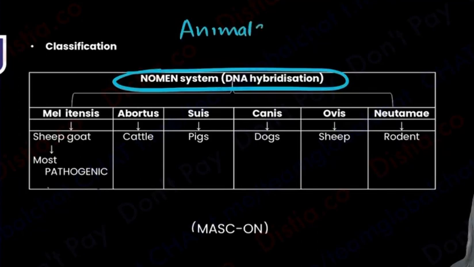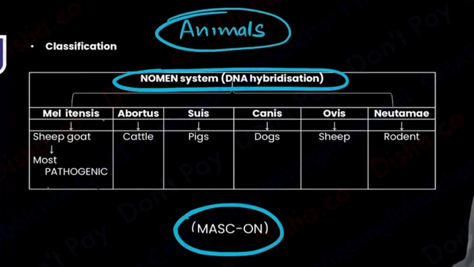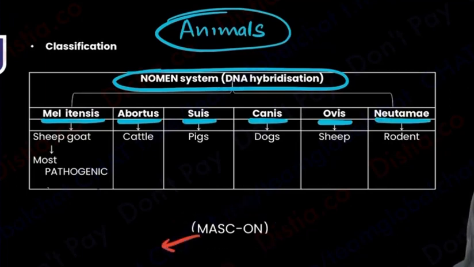And we all know that when you are coming in contact with animals, you have to put on a mask. Your protection and mask need to be on point. So what is MASK? M for melitensis, A for abortus, S for suis, C for canis, ovis, neotomae. Mask on. Repeating, we have the famous melitensis, abortus, suis, canis, ovis, neotomae. Mask on.